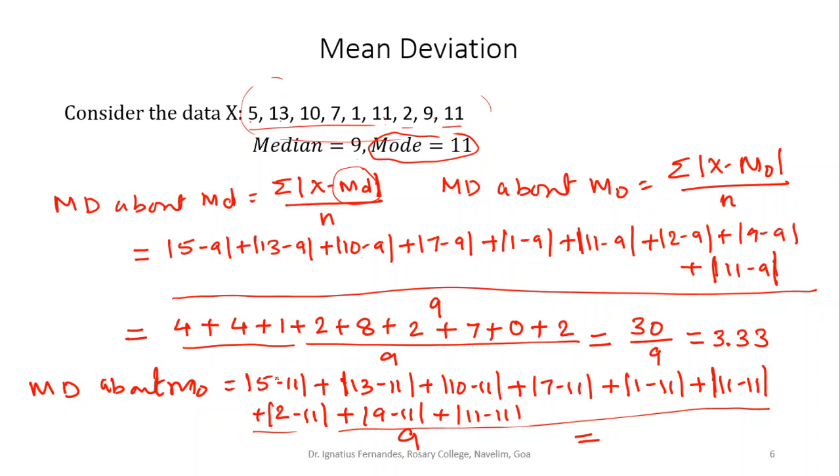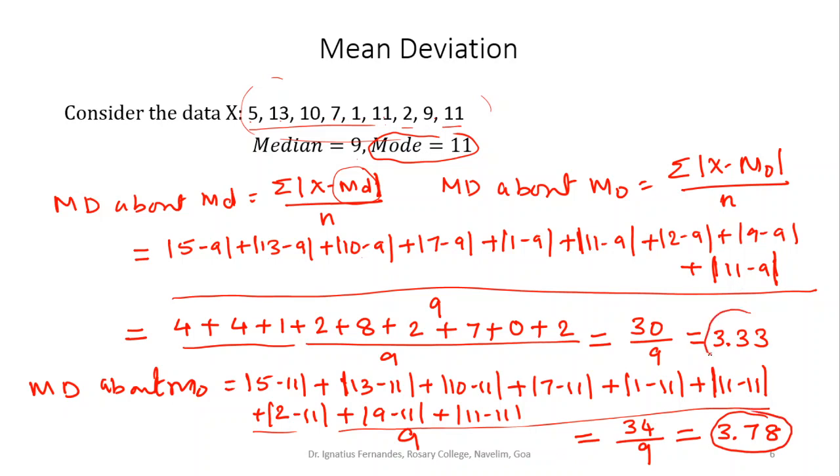Okay, so if you find all this, 5 minus 11 is 6 with absolute sign, 13 minus 11 is 2, 10 minus 11 is minus 1, with absolute value it is 1. So you add all this, the sum will come to 34, and this divided by 9 will come to around 3.78. So this is the mean deviation about mode.